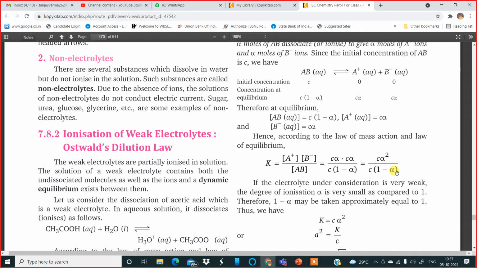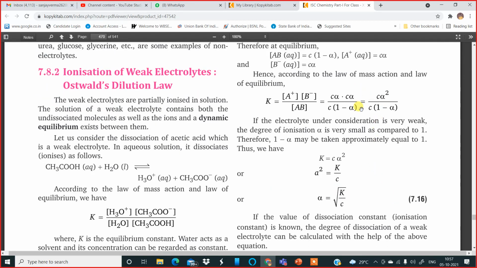Now, in case of a very weak electrolyte, the degree of ionization alpha is very, very small as compared to 1. So here an approximate assumption is made: 1 minus alpha is taken to be equal to 1. Therefore we can modify this equation: K is equal to C alpha square by C.